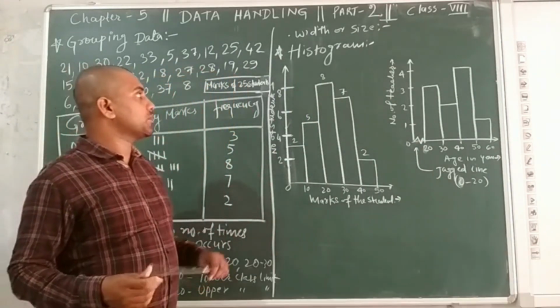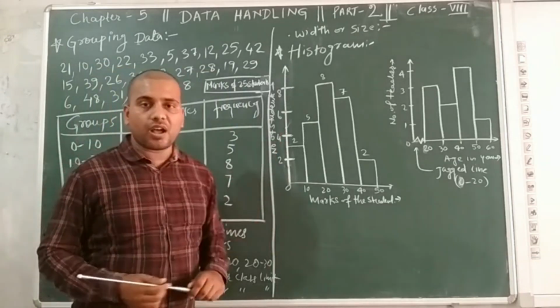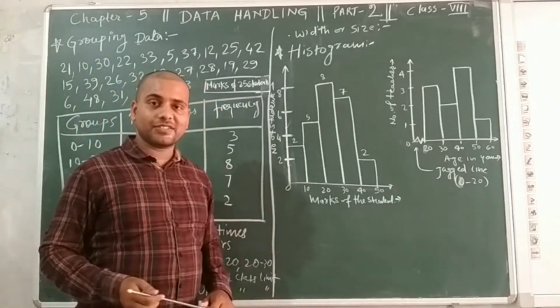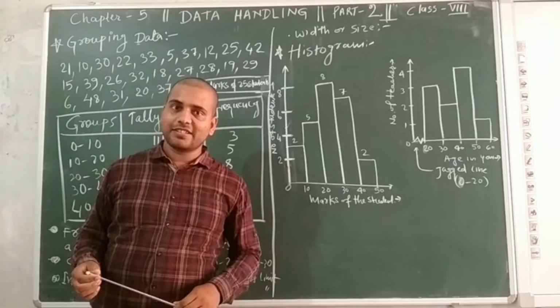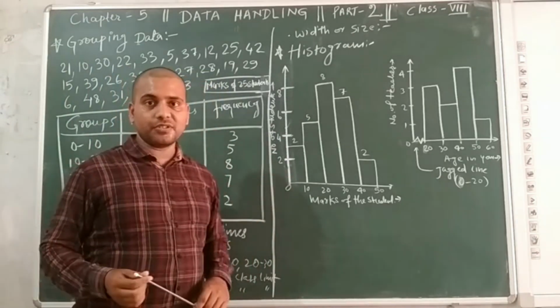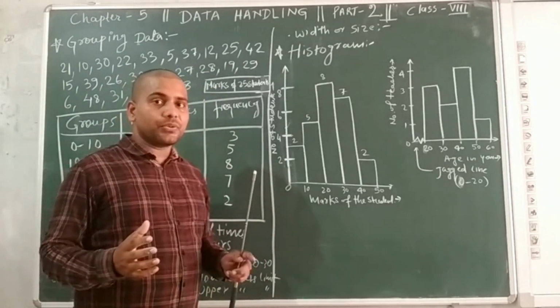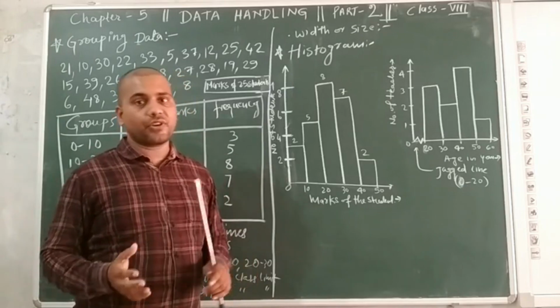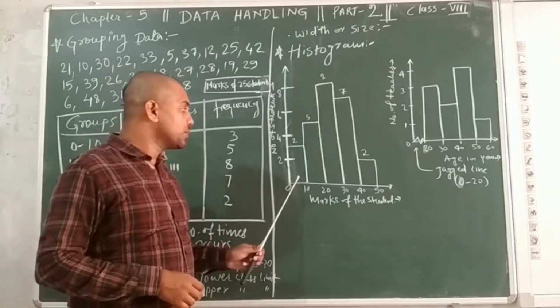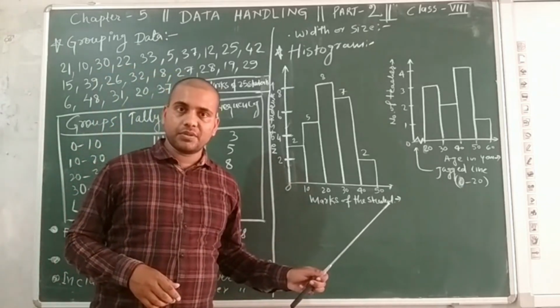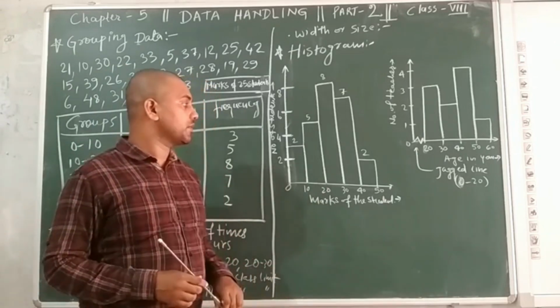Now the next topic, students, is histogram. It looks like a bar graph only. We have used bars also, but a few things are different from a bar graph. What? We don't have a gap here.